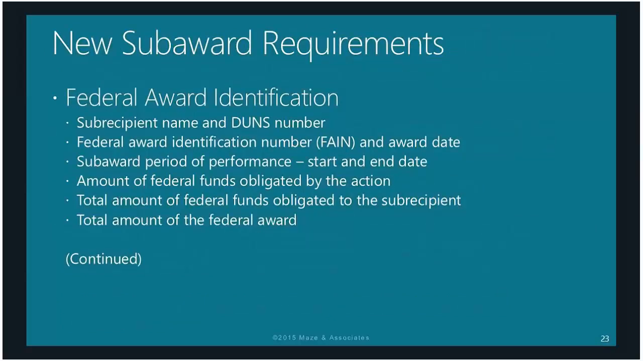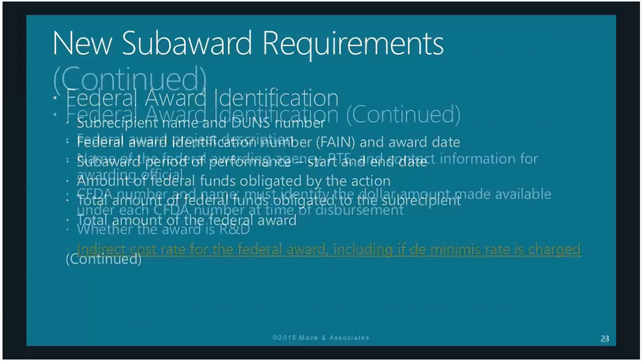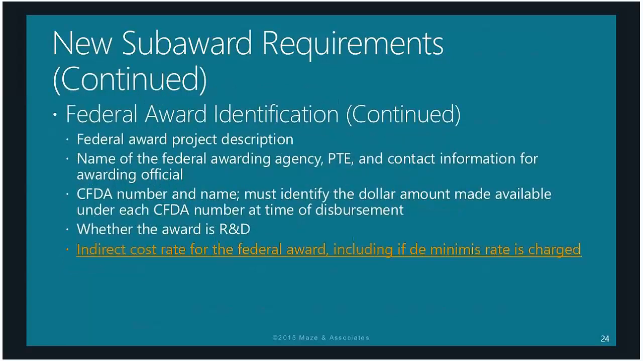There are also new subaward requirements. These components here on slide 23 are a few that were indicated in the uniform guidance, and it's also continued on to slide 24. And note that the last bullet point indicates that a pass-through entity is now required to communicate an indirect cost rate for the federal award, including if there's a de minimis rate charged. And again, we won't go over that in this session, but you can refer back to session number 1 to determine what a de minimis rate is.